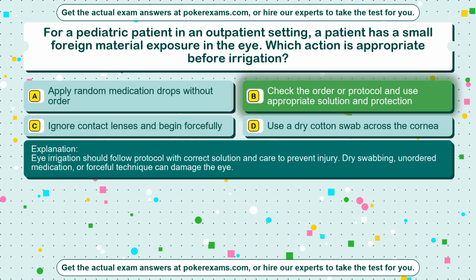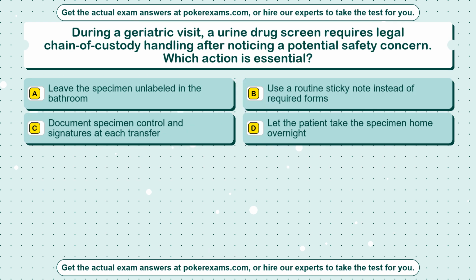Eye irrigation should follow protocol with correct solution and care to prevent injury. Dry swabbing, unadhered medication, or forceful technique can damage the eye. Question 26. During a geriatric visit, a urine drug screen requires legal chain of custody handling after noticing a potential safety concern. Which action is essential?